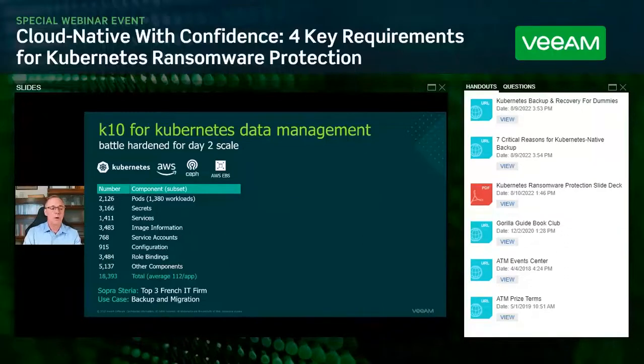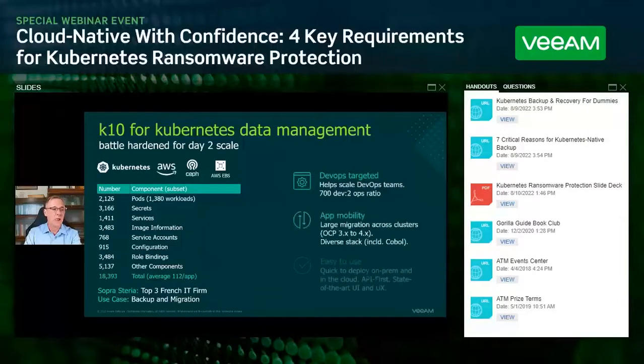What they ended up doing was rolling out Kasten K10, and you can see the scale of this. The number of objects, the number of specific components that were being protected, including both data and metadata and applications, was close to 20,000 for the specific set of apps that they were doing, close to 112 different components of different types per application. Now, they rolled out Kasten K10 specifically because it was targeted at their DevOps team.